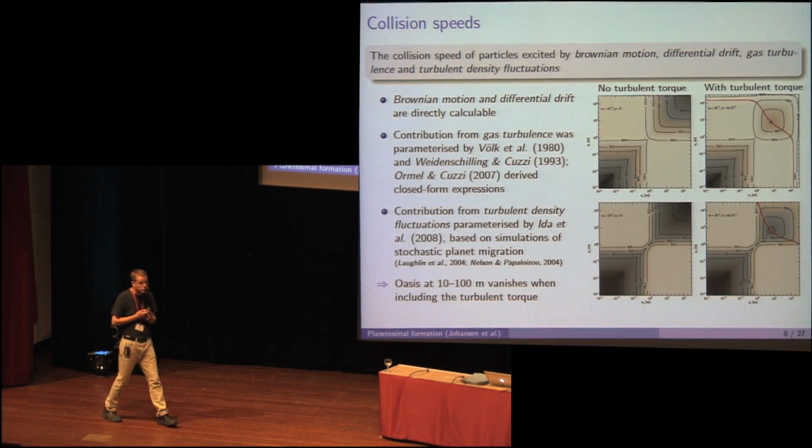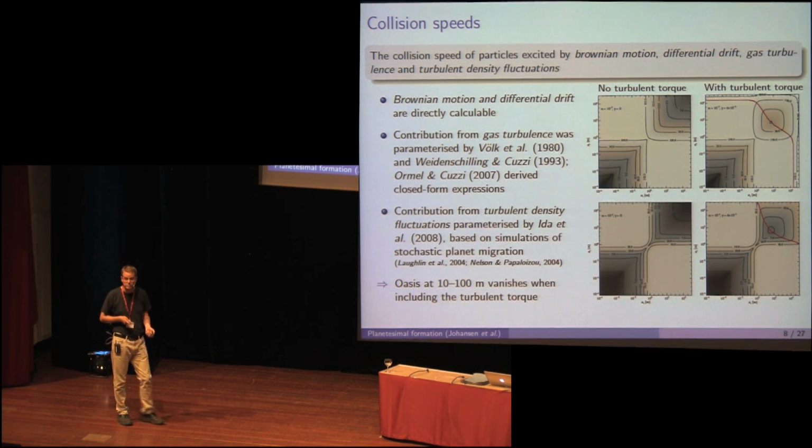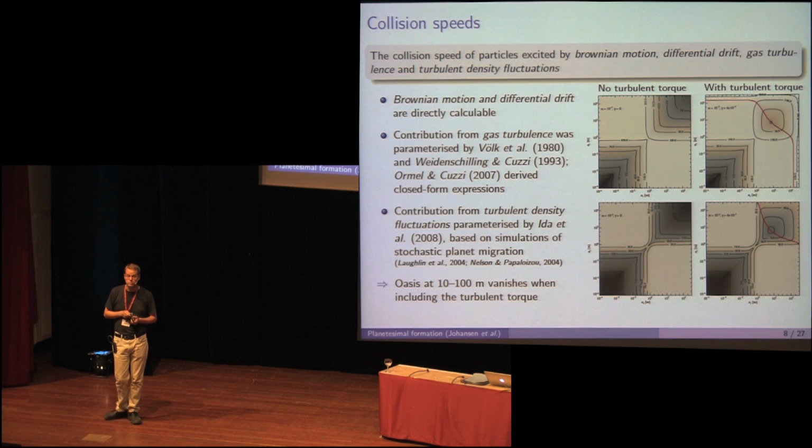Right, so now I'm coming to the point of new progress, and that has to do with the collision speeds. The collision speed of particles is excited by Brownian motion, differential drift, gas turbulence, and turbulent density fluctuations. And this is a classical study of planetesimal formation. What is the collision speed between particles of 2 different sizes? For Brownian motion and the differential drift, there are analytical expressions which one can use.